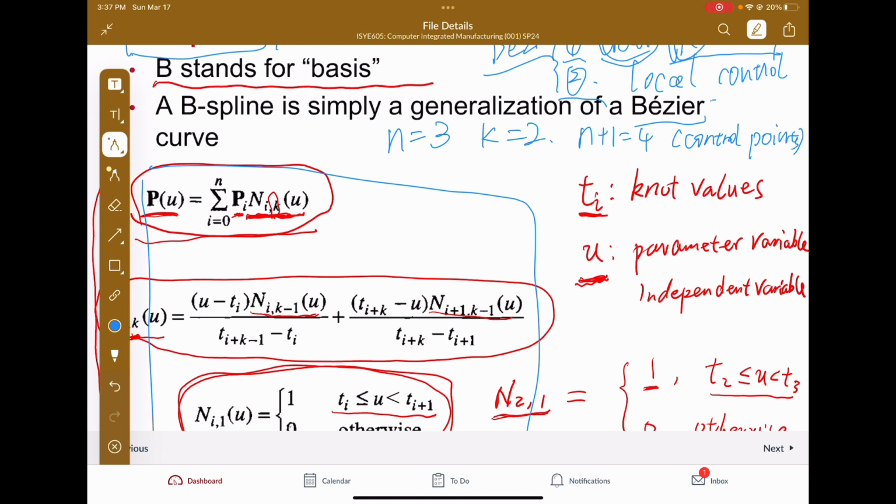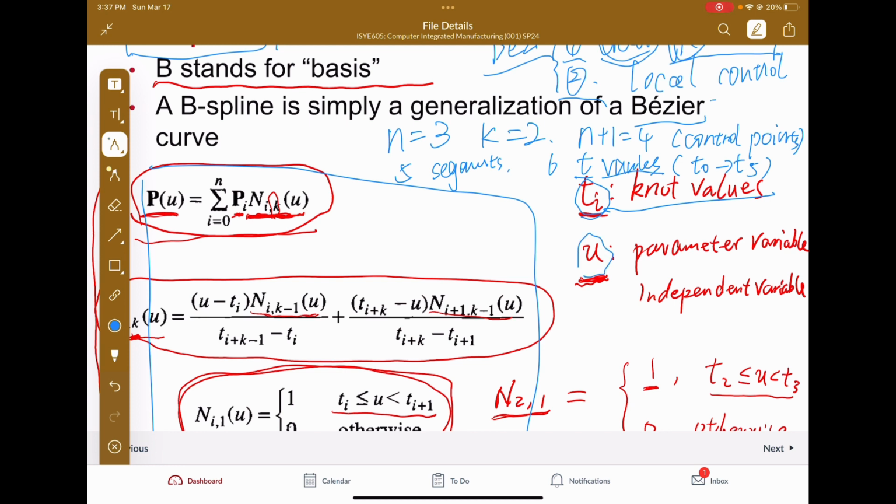Right? We have 5 segments, and we have 6 t values, from t0 to t5. Every t, we call it a knot value. So this t is a knot, so we call them knot values.